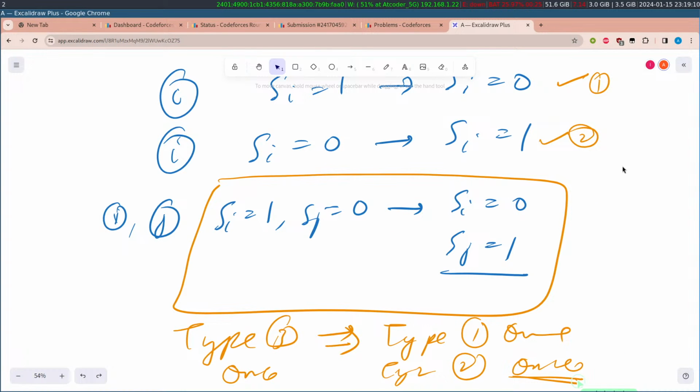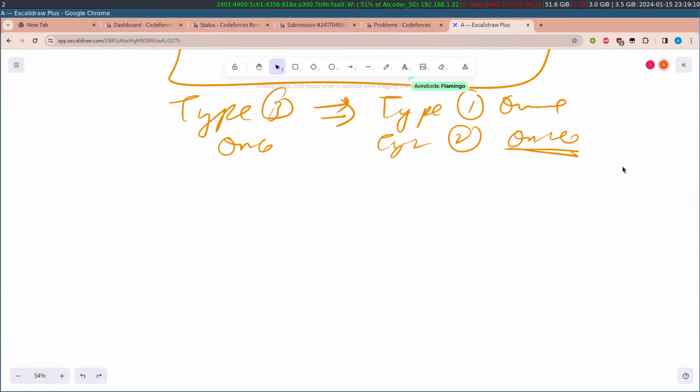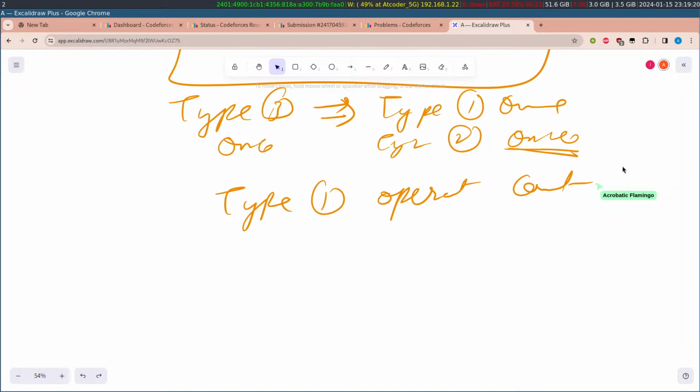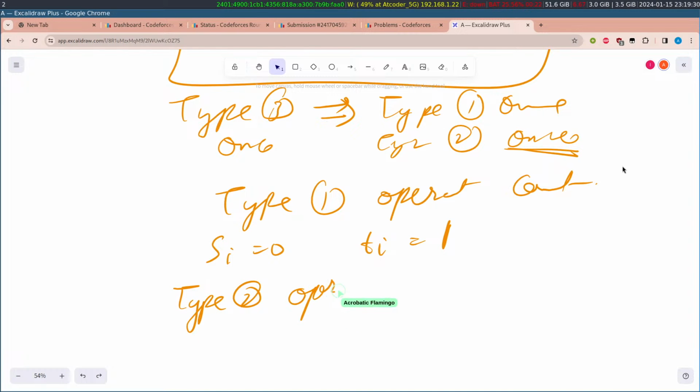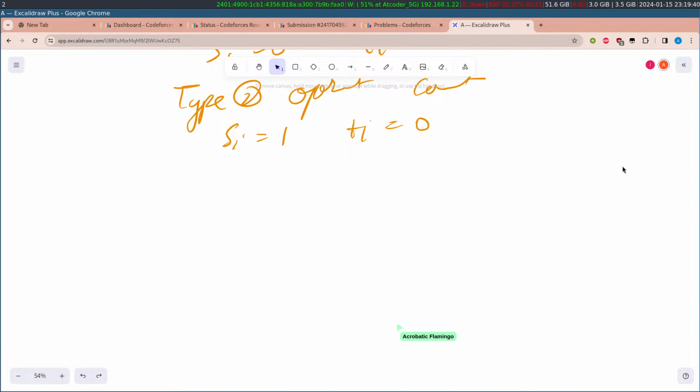So what we can do is count how many times we need a type 1 operation, which we can find by taking the number of points where si equals 0 and ti equals 1. We can also count the number of type 2 operations required: we find the places where si equals 1 and ti equals 0. Let's say we need x type 1 operations and y type 2 operations.